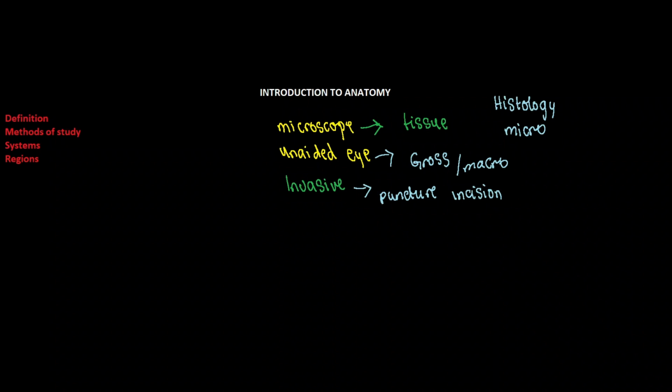Okay, now let's take a look at the systems as well as the regions of the body. Now generally in anatomy, organs are not studied in isolation. They are studied as part of the system of which they are members. Now a system, or body system, is made up of organs that perform similar functions to carry out a particular task in the body. And in anatomy, the body is divided into various systems.